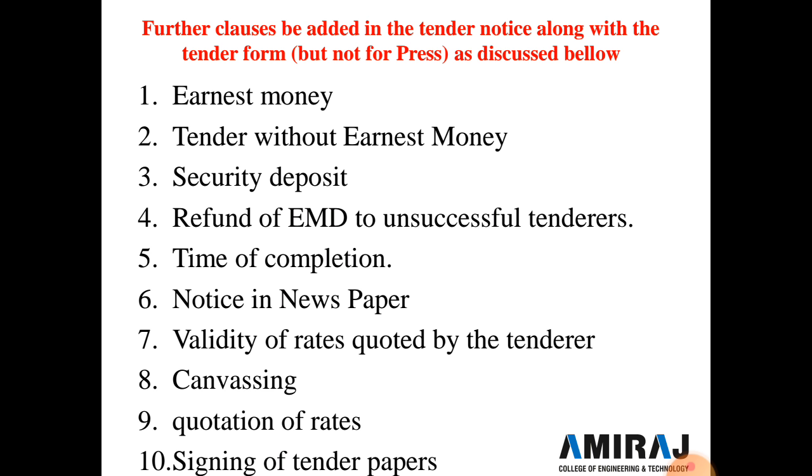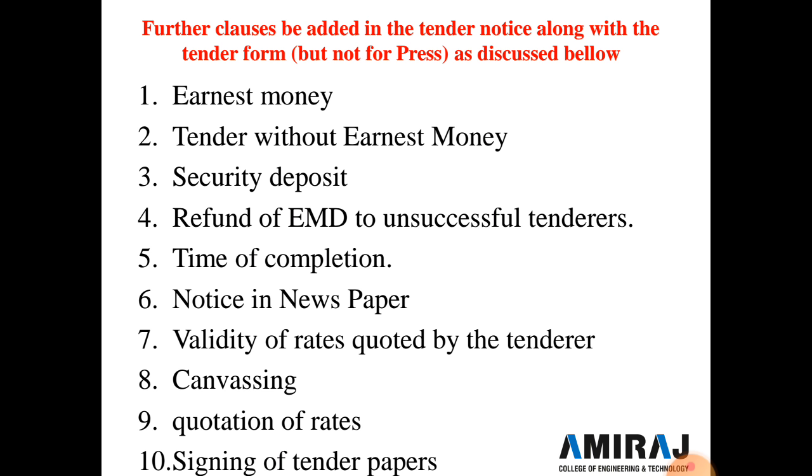Now the fourth clause is the refund of EMD to unsuccessful tenderers. After the comparative statement is prepared and checked, the EMD of all the tenderers other than the three lowest tenderers shall be returned on application. The EMD of the second and third lowest tenderers could be returned after receipt of the final decision of the accepting authority regarding the award of the job to the first lowest tenderer.